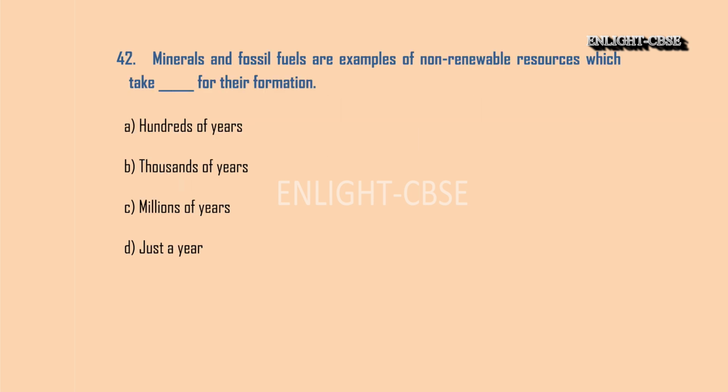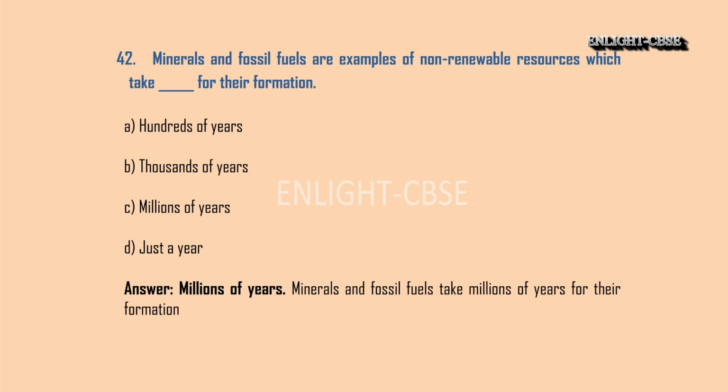Question 42. Minerals and fossil fuels are examples of non-renewable resources which take dash for their formation. A. Hundreds of years. B. Thousands of years. C. Millions of years. D. Just a year. Answer: millions of years. Minerals and fossil fuels take millions of years for their formation.